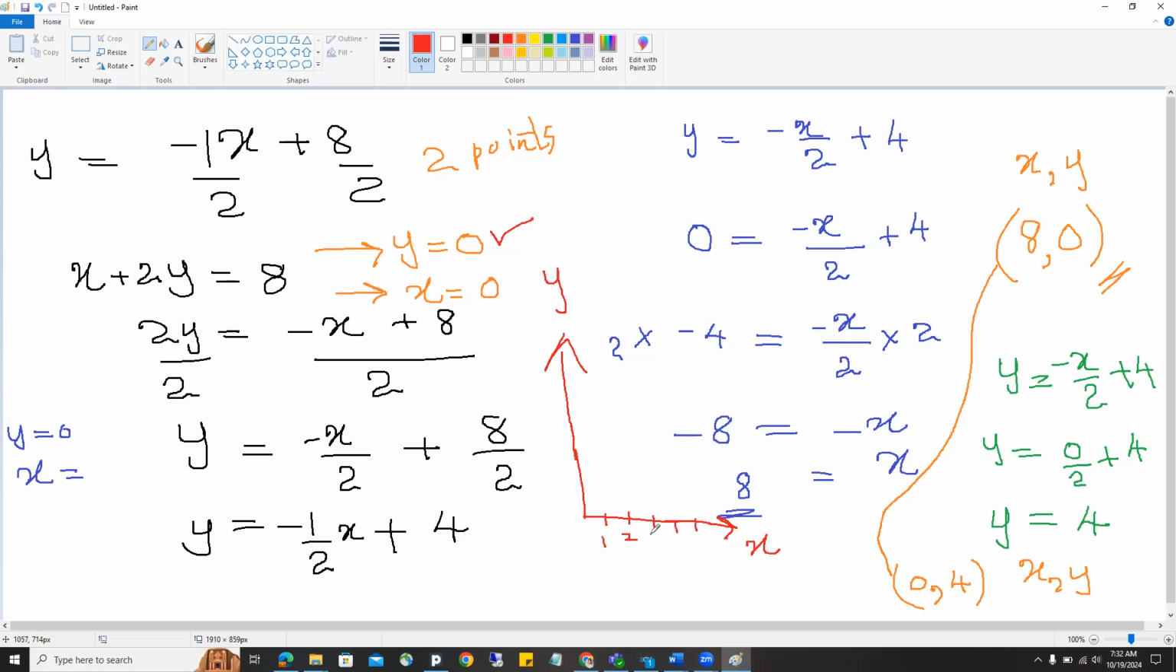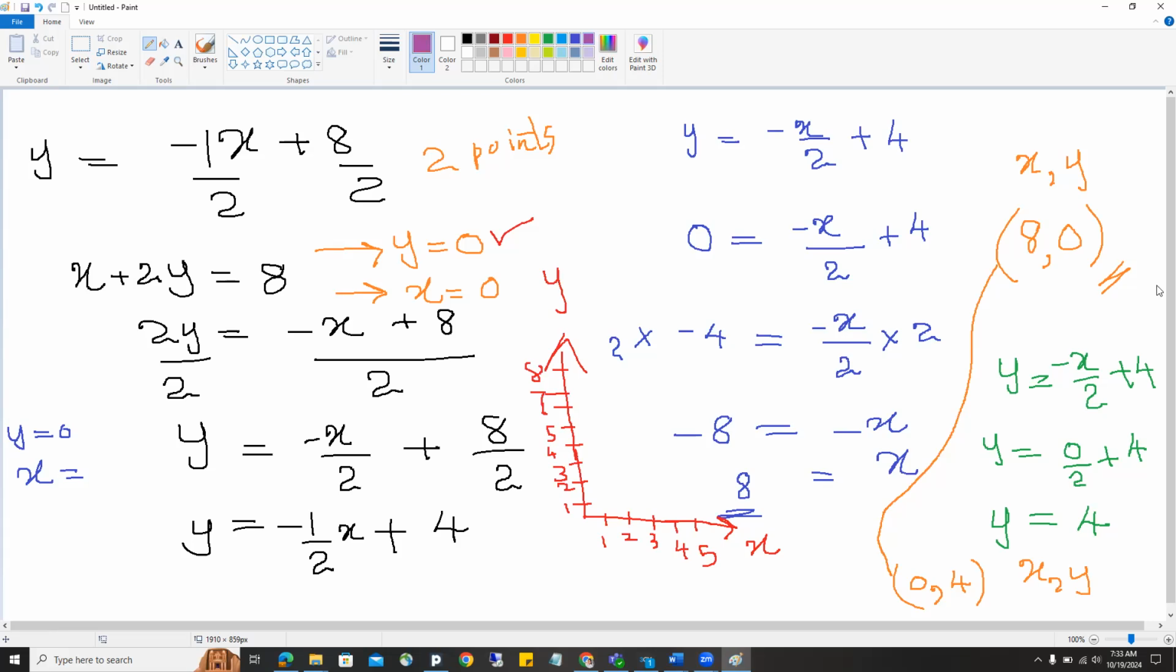1, 2, 3, 4, 5, like that. So here we have 1, 2, 3, 4, 5, 6, 7, 8. Okay. 1, 2, 3, 4, 5, 6, 7, 8. And now, what are the two coordinates?